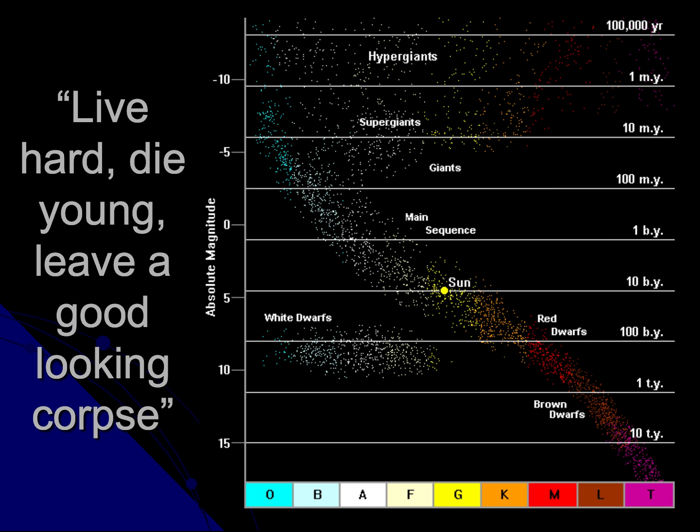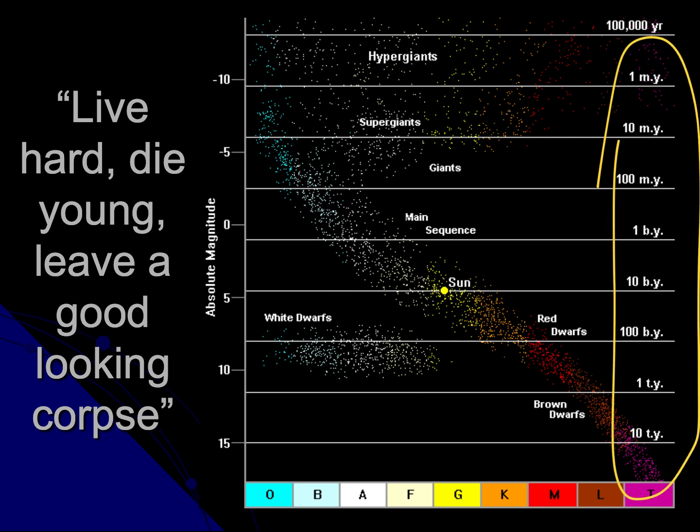And in this last image, you see an image from earlier in the presentation repeated again. This time, I want you to notice the numbers going up the right side of the diagram. At the top, you see 100,000 years going down to 1, 10, and 100 million years, down to 1, 10, and 100 billion years, and finally 1 and 10 trillion years. The bigger and brighter the star, the shorter its lifetime.